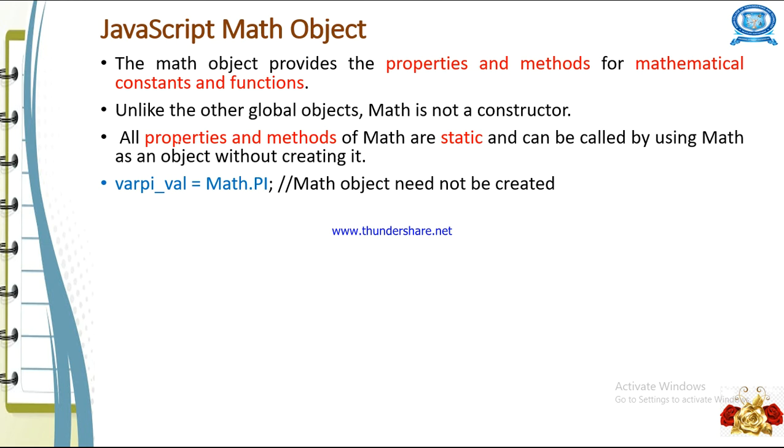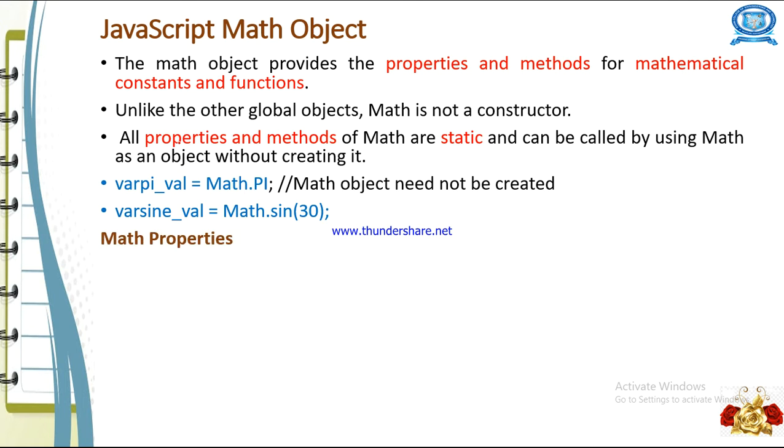Without creating it. So, for example, var pi_val = Math.PI. It is used for math operations and need not be created. Another example: var sin_value = Math.sin(value). So this is an example.